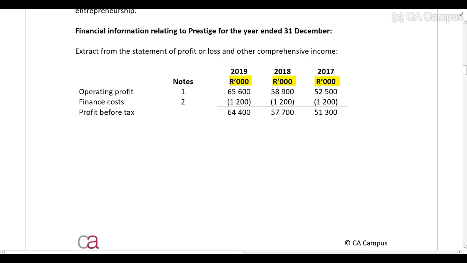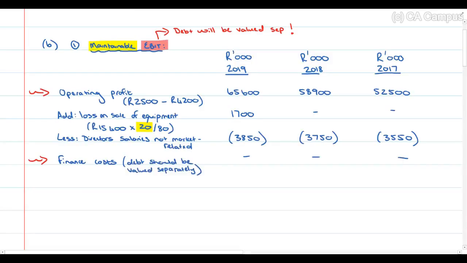But obviously, if you understand the logic behind what you're doing, then it doesn't matter where you start your calculation, because you'll come down to exactly the same or the correct answer in the end. Okay, so we can now calculate a subtotal over here, and that's going to give us our maintainable EBIT.